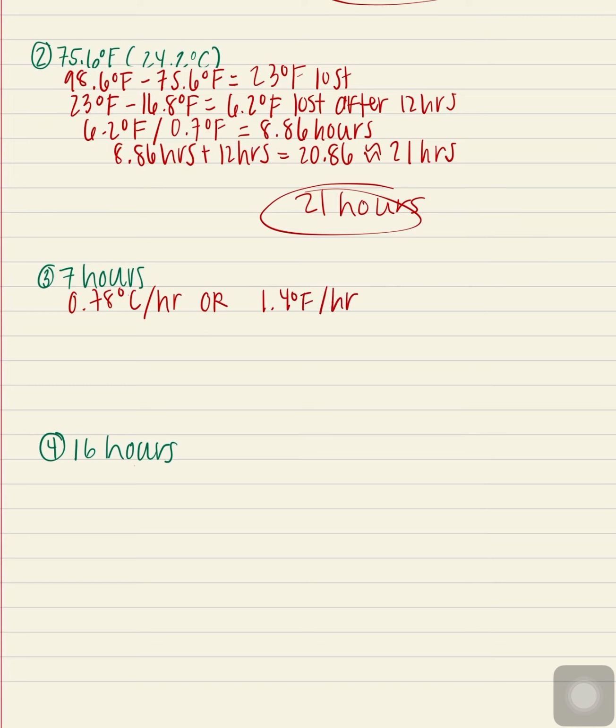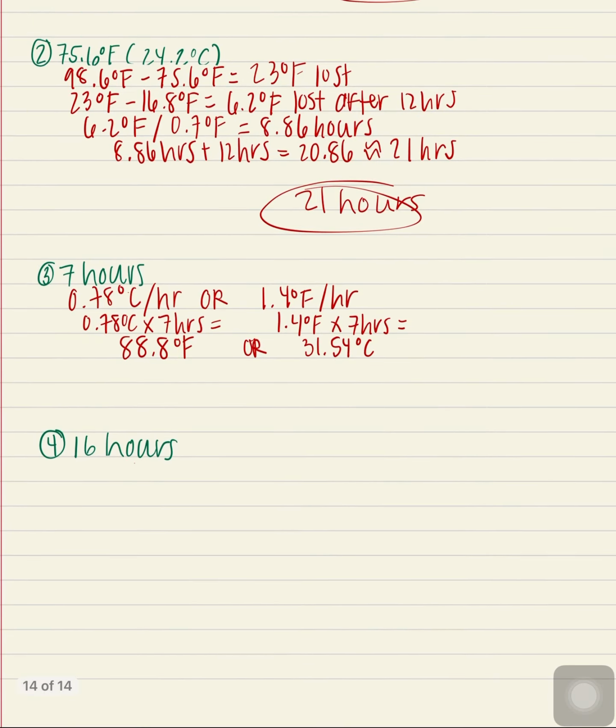Okay, so then basically what I'm going to do is take 0.78 degrees Celsius and times it by the 7 hours, and that will give us our answer, or the 1.4 degrees Fahrenheit times 7 hours, and that would also give us our answer. So what we end up getting is 88.8 degrees Fahrenheit, or if we're working with Celsius, we end up getting 31.54 degrees Celsius. Okay, so that would be our answer in that problem. Okay, pretty simple.